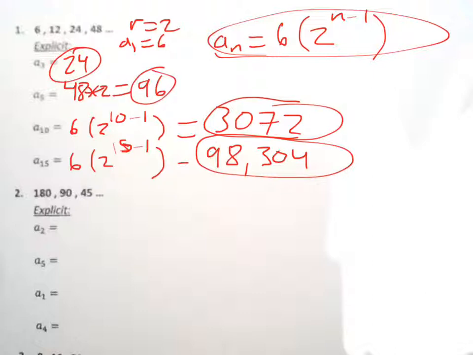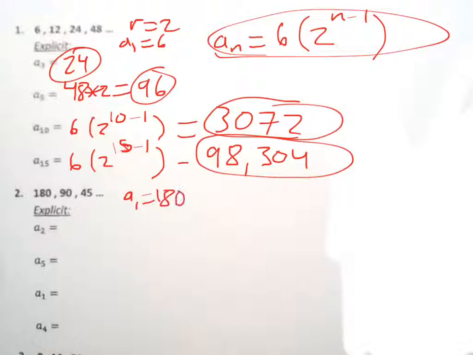Let me circle these. To get a sub 10, I'm going to take my explicit function here and put a 10 where the n used to be, and once you calculate that, you'll get 3072. To get a sub 15, you're going to plug in 15, and that'll give you 98,304. So there's number 1.